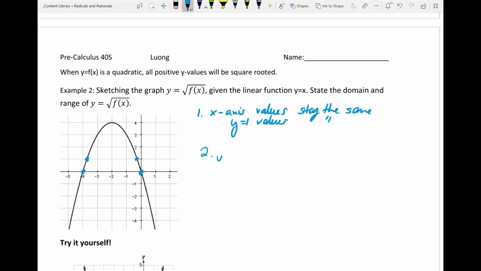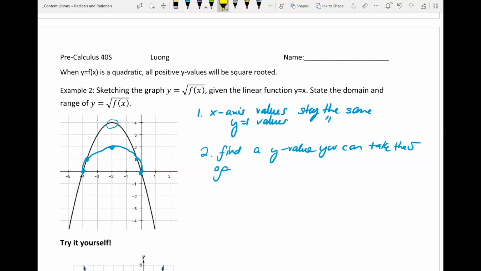Now you're going to find a y value you can take the square root of. In this case, we see that we have a y value of 4 at our vertex area. So if we take the square root of that, that's going to be 2. The square root of 4 is 2. So you keep the x value the same, and then you're going to draw your point at y equals 2. Then now we can connect our points. Remember, nothing will exist below the x-axis.